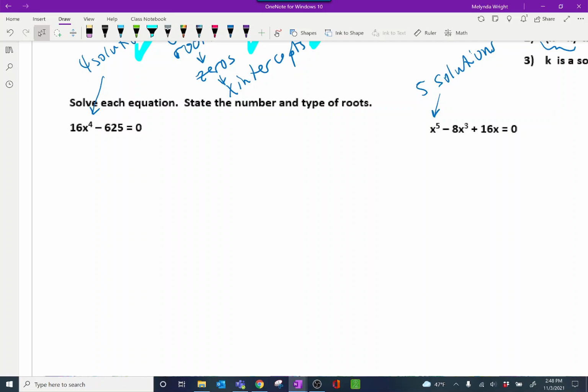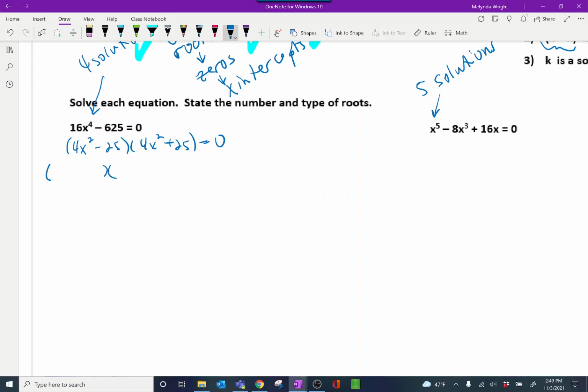So if we look at this, it's 2 terms, so it's a binomial, and so it's a subtraction. So this could be the difference of squares or the difference of cubes. As we're looking at it, 16 is a perfect square, x to the 4th is a perfect square, and 625 is also a perfect square, so we're going with the difference of perfect squares. So let's factor. That would be 4x squared minus 25 and 4x squared plus 25 equals 0.